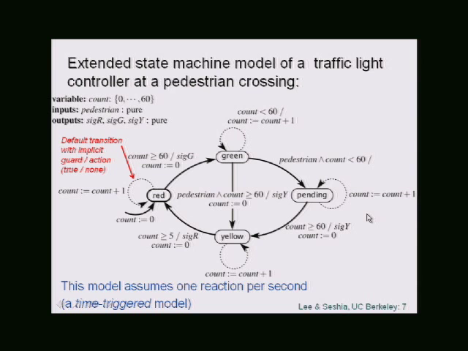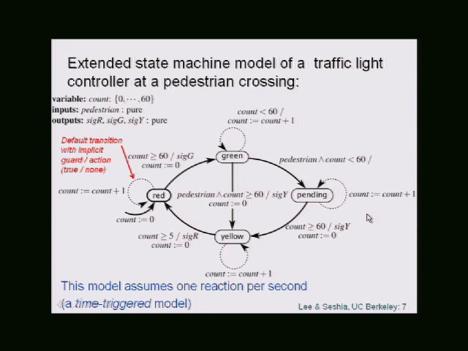Question? It seems like the pending state isn't necessary at all because the pedestrian doesn't do anything. So why do we model it? Oh, so why is there a pending state? Can anyone tell me why we have a pending state? We want the green light to last at least 60 seconds so the traffic keeps flowing. Okay, exactly. So we want the green light to last at least 60 seconds.